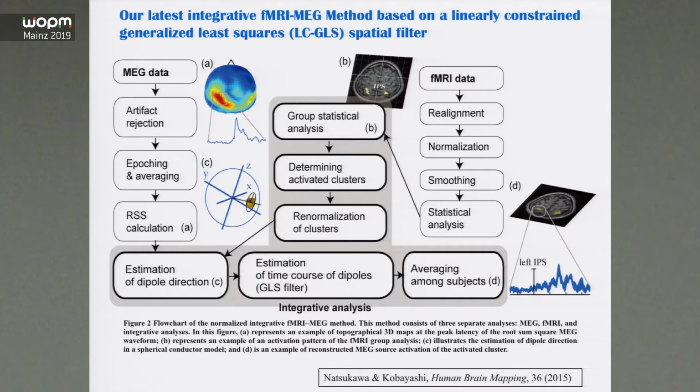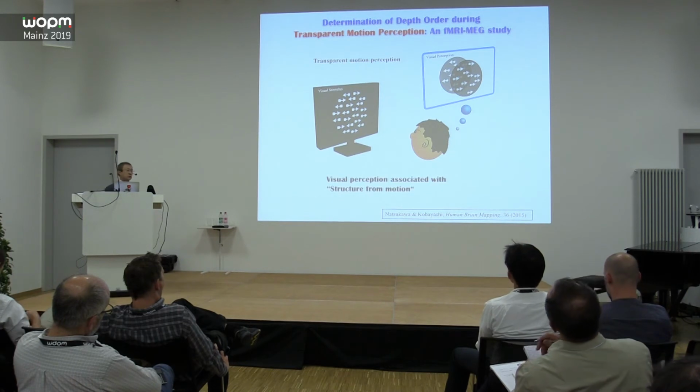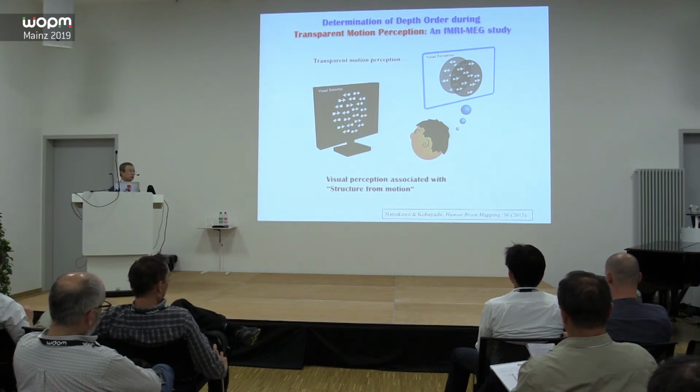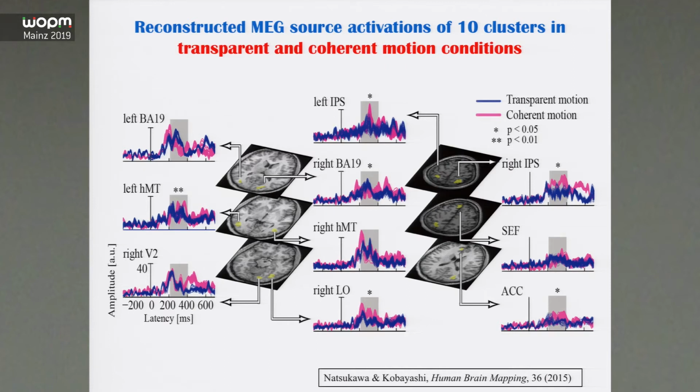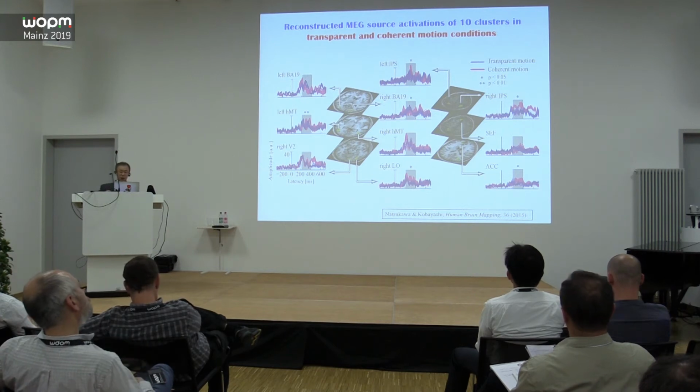This is a flow chart or pipeline of our recent integrated fMRI MEG method. I don't have enough time to explain in detail, but for example, we applied this technique to another perception task called transparent motion perception, in which two groups of random dots are presented on a plane and move oppositely, and we perceive two different planes with different depths. By using fMRI and MEG, we can tell which part of the cortex activates as a function of time, like this. If you are interested, we published the data in Human Brain Mapping in 2015. Please look at the paper.